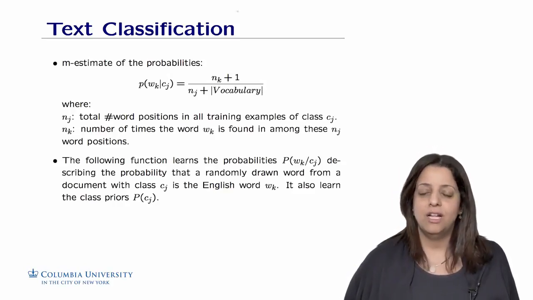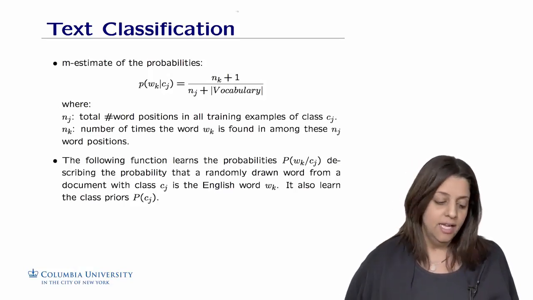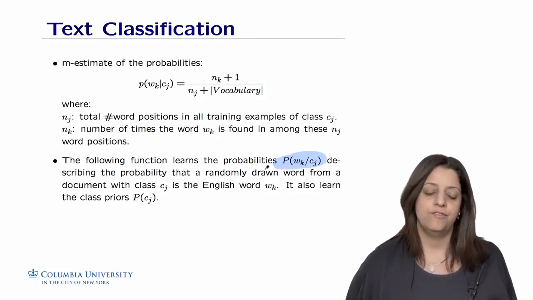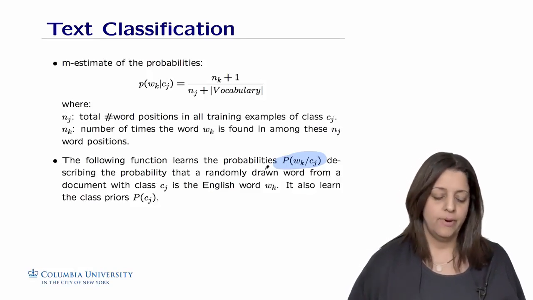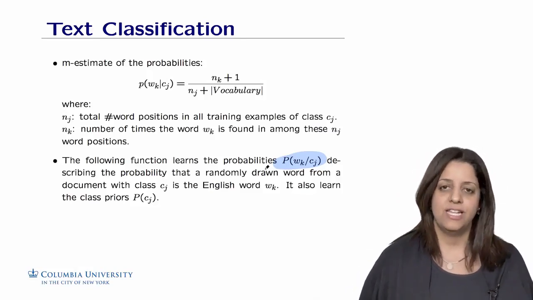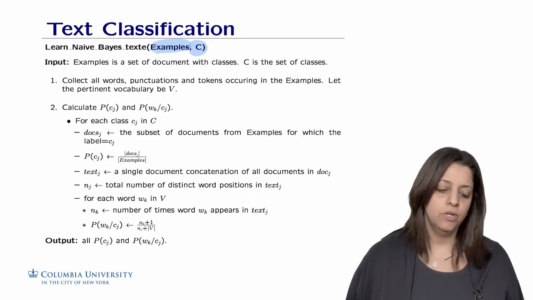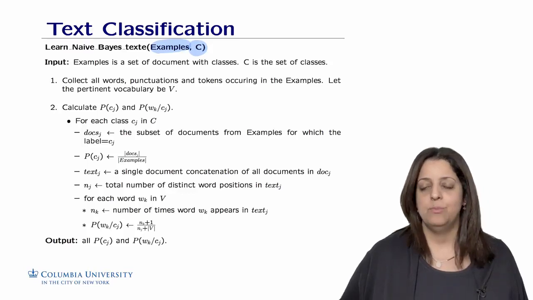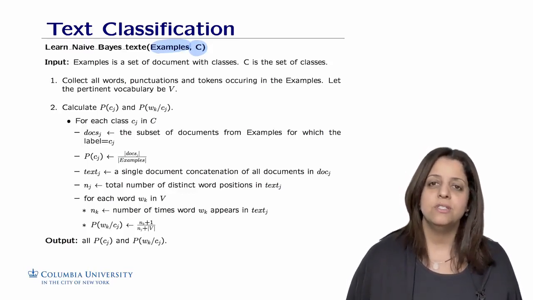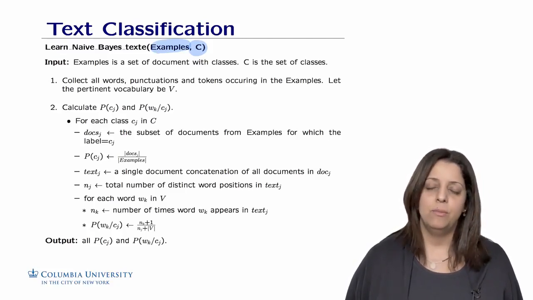So the following function, or algorithm that we will see next, will learn the probability P of wk given cj, describing the probability that a randomly drawn word from a document with class cj will be actually the English word wk. It also learns the class priors, which is just the priors of, for example, spams and non-spams in the dataset. The first step is to collect all the words, punctuation, and tokens occurring in the examples. Let the pertinent vocabulary in this case be V. For example, V will not include all the articles, but just the most important words in the corpus that we have. In the second step, we calculate the probability of each of the classes and the probability of each of the words given each class.